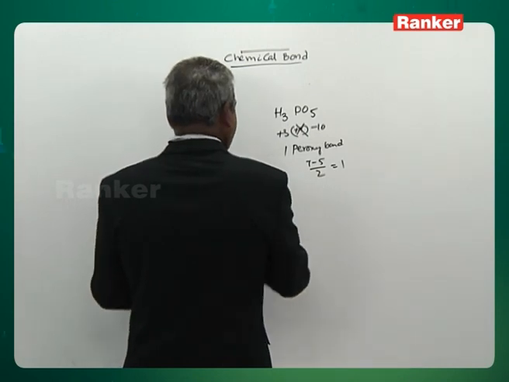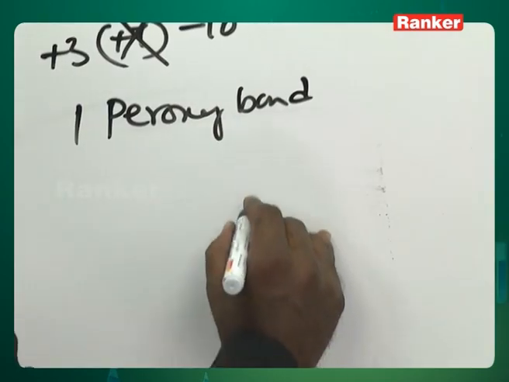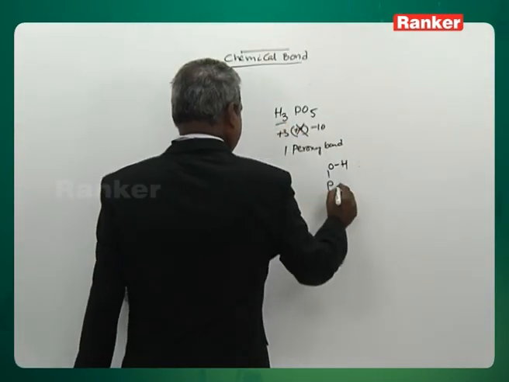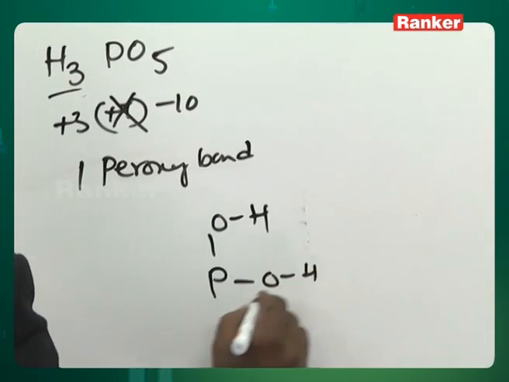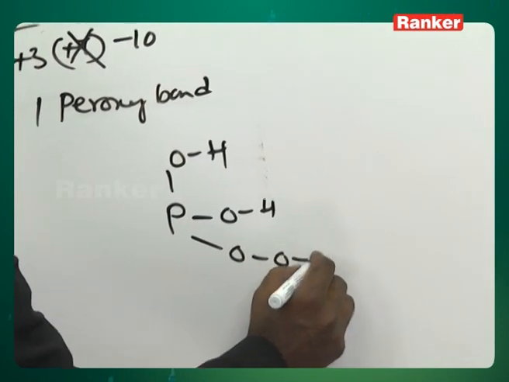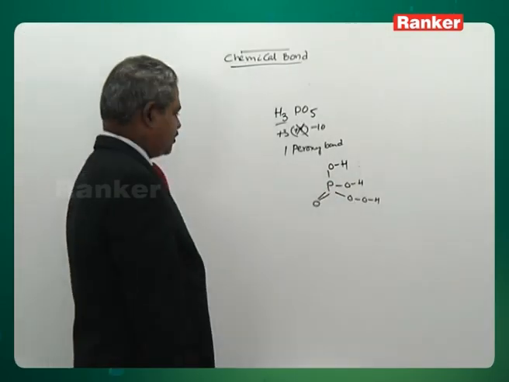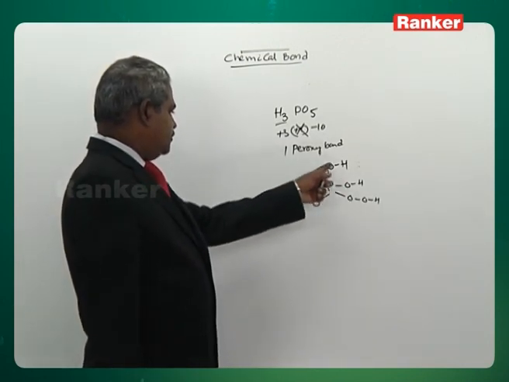1 peroxy, H3PO5. How do you manage the structure? 1 phosphorus. You know 3 OH groups are there. The number of OH groups is equal to the number of hydrogens present. And one of them is OOH and a double bond. Phosphorus should form only 5 bonds. So, phosphorus is losing 5 electrons, plus 5.